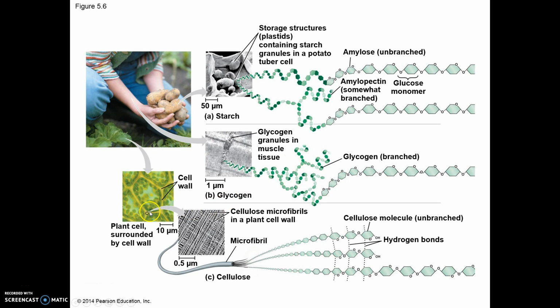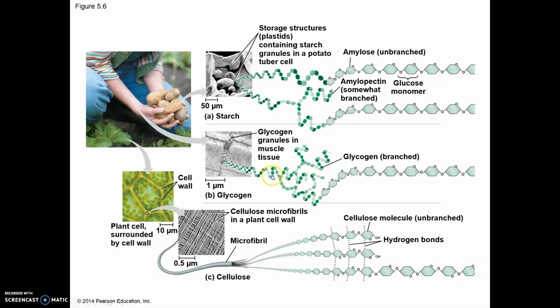Here, if we look at the cell walls of plants, which are made up of cellulose, here we have cellulose larger microfibrils, and we can break those microfibrils down into these long individual cellulose molecule chains. These are unbranched, and notice that they have somewhat of a different arrangement. Notice how these oxygens are all appearing on the same side. Here we have all of the oxygens appearing on the same side. Here, those oxygens appear to flip-flop. There's a reason for that.